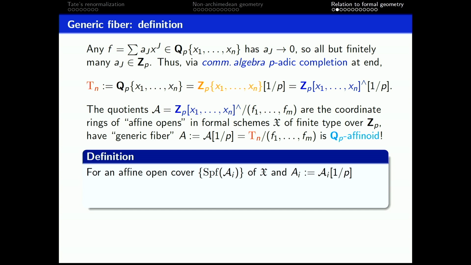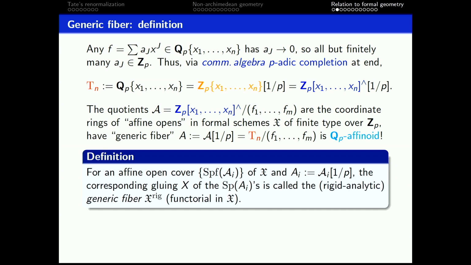For each of those, you invert p. We're working over Z_p here. And then the gluing data on these turns into gluing data on these, and then you can create a space X that we might call script X, Gothic X rigid. We call it the rigid analytic generic fiber. Okay? And this has very good properties, and conversely, we might call the original formal scheme a kind of integral or formal model of the rigid analytic space. So this is a functor from formal schemes Gothic X to rigid analytic spaces.